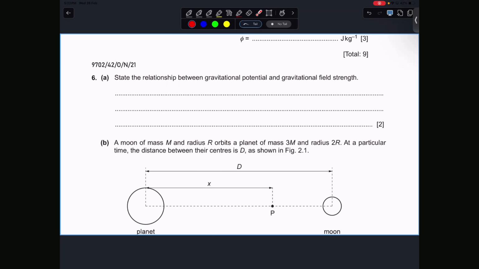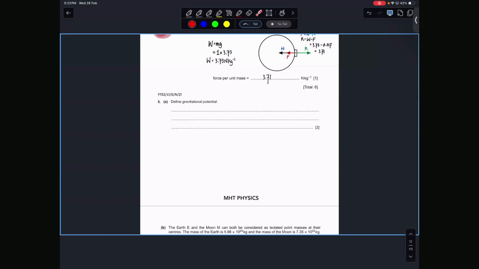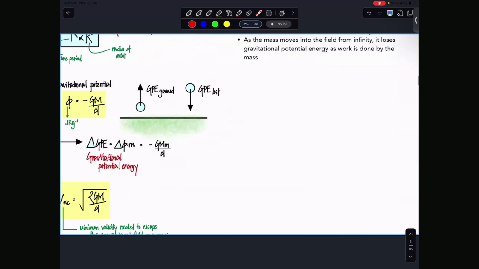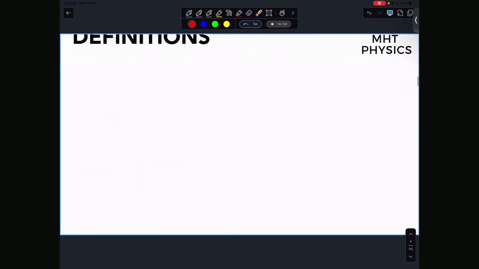There is another question like this. Exactly the same: what is the definition of electric potential in terms of electric field strength? Okay, let's start the graphs. We only got one graph question today. So the graphs from gravitational field.